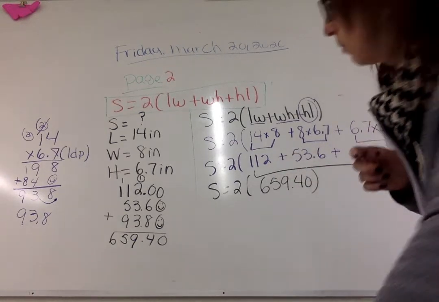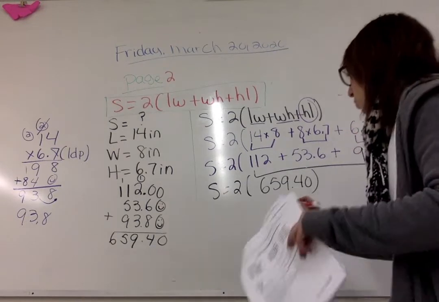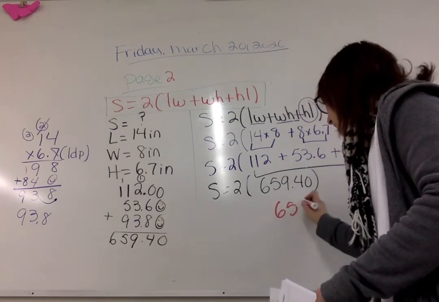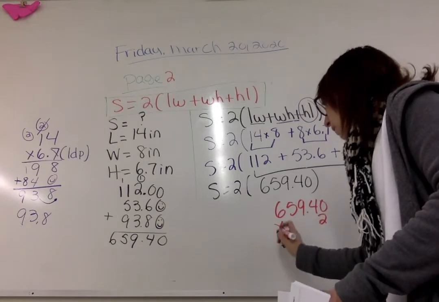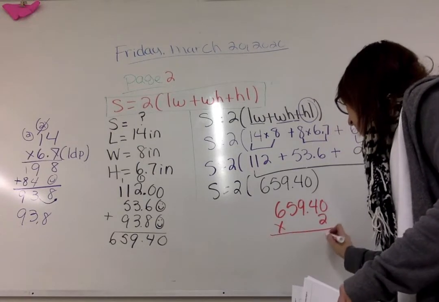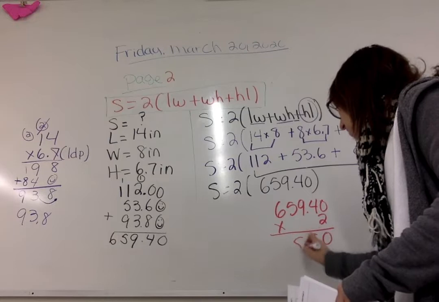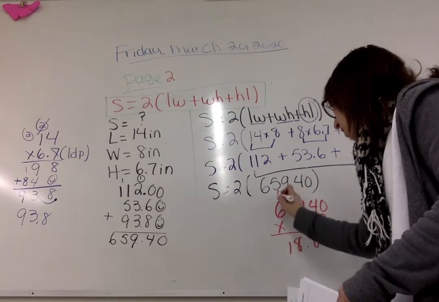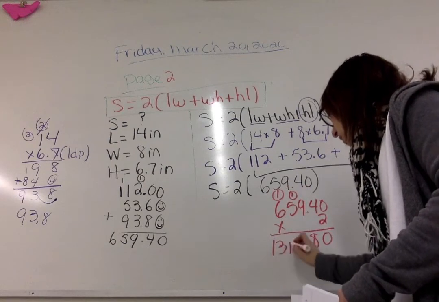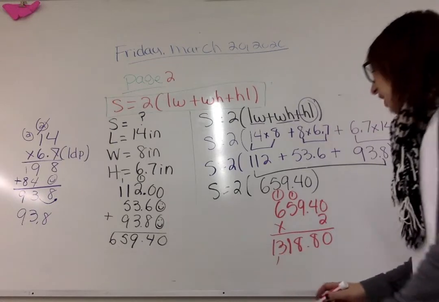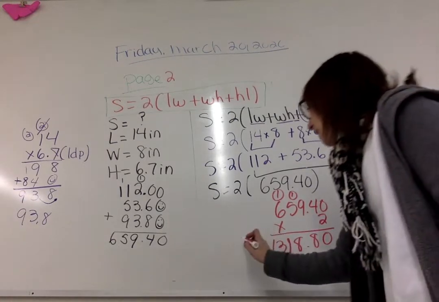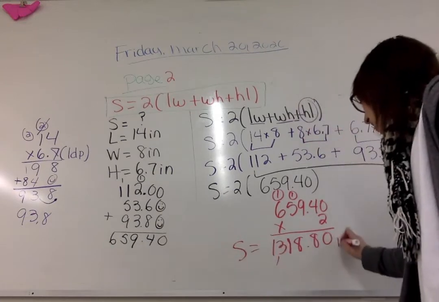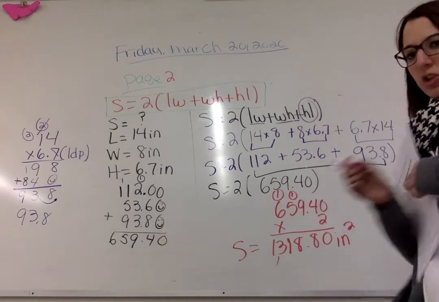I'm doubling the number. So now, what I'm going to do is 659.40 times 2. I'm now going to multiply this. This is 0, this is 8, this is 18, this is 11, this is 130. Okay, so now I get 1,118.80. So that is what my surface area is equal to in square inches.